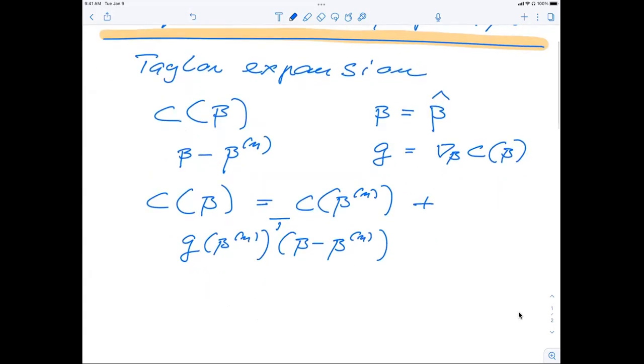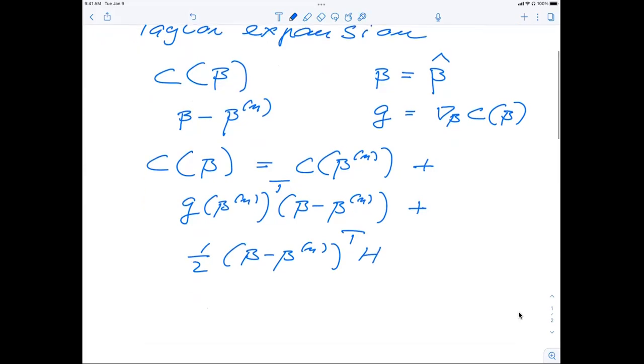And remember again that beta is a vector, plus, and then we have the second order term. In this case, we had beta minus beta of n transpose. And the second derivative, as we discussed in the previous week, is given by this Hessian matrix. So this is the second derivative, and this is also calculated at the value beta of n. And we have to multiply this with beta minus beta of n. And then we have all the higher order terms.